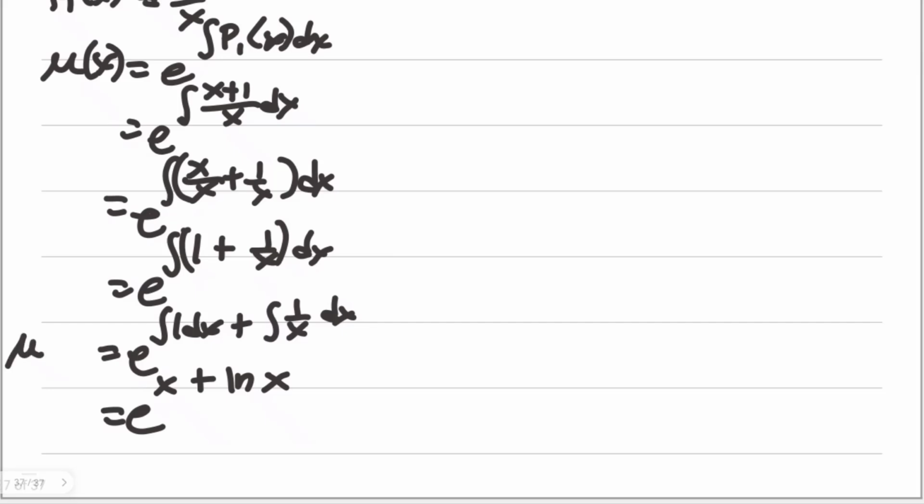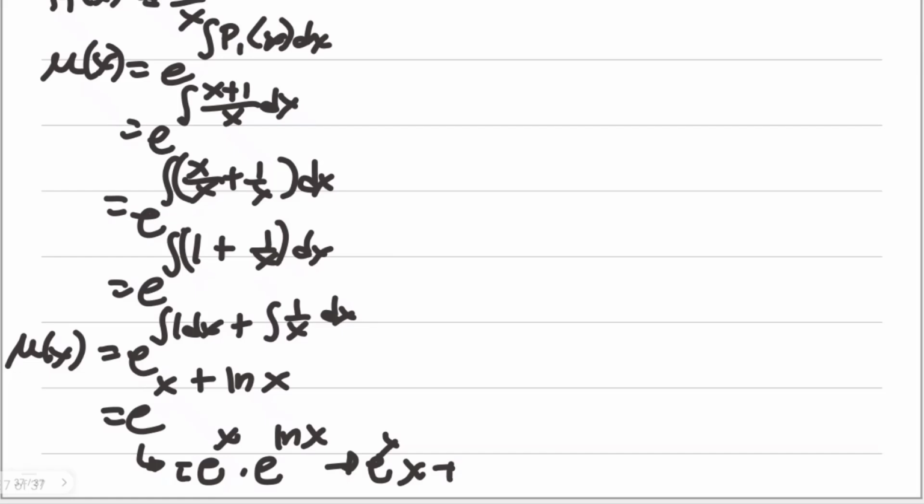This is our mu of x. Just to make this easier, addition of exponents is equivalent to the product of the same base, e to the natural logarithm of x. Okay, because you will get here just a result of e to the power of x times x, or x e to the power of x. This is our integrating factor. Okay, it's easier to look at than this.